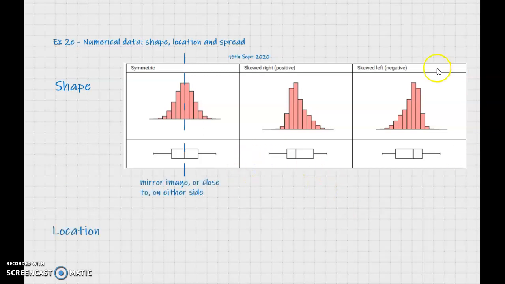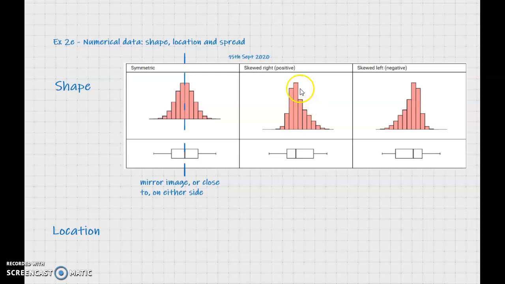Okay, the next thing we're dealing with is skewedness. And this means that it's not a mirror image. You can see if I cut it in half, let's say about there, one side is much shorter than the other. What this is called, it's called skewed. It's pulled towards one side or the other.